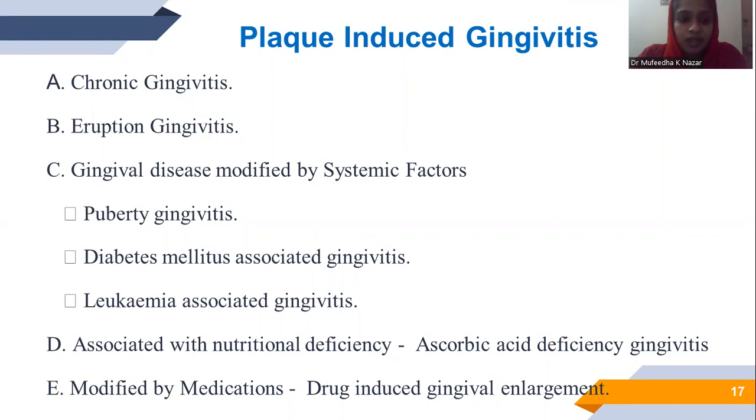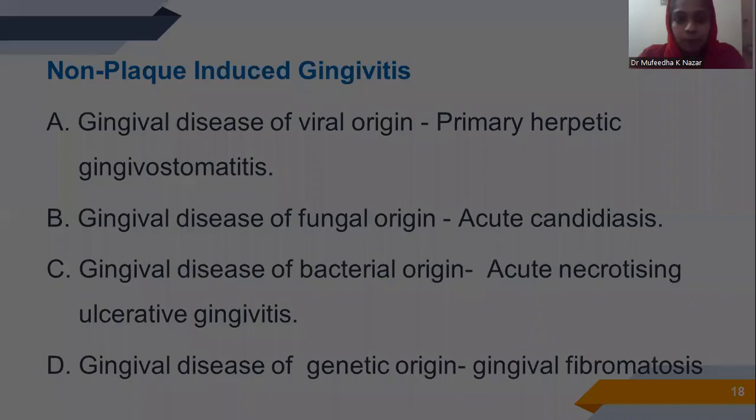Plaque-induced gingivitis can be chronic gingivitis, eruption gingivitis, gingivitis modified by systemic factors, gingival diseases associated with nutritional deficiency, and gingival diseases modified by medications. Gingival diseases modified by systemic factors include puberty gingivitis, diabetes mellitus associated gingivitis, and leukemia associated gingivitis. Gingival diseases associated with nutritional deficiency include ascorbic acid deficiency gingivitis.